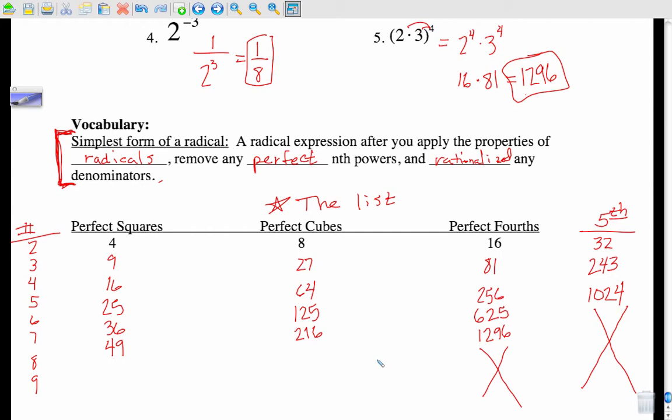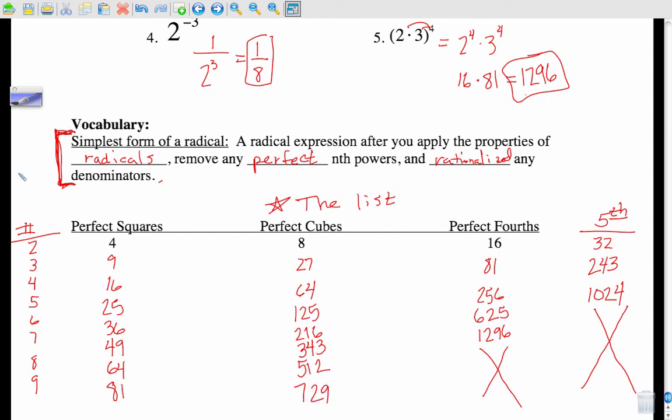I believe 7 to the third is 243. Let me check. 343, sorry. 7 to the third is 343, and you won't have to worry about the fourth. 8 squared is 64. And 8 to the third is 512. Do the same thing for 9, and we'll be done with our list. 9 to the third is 729.